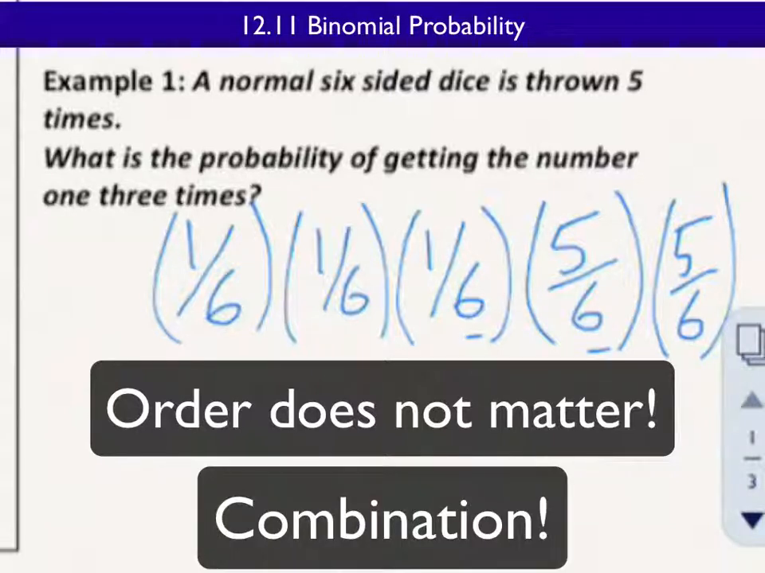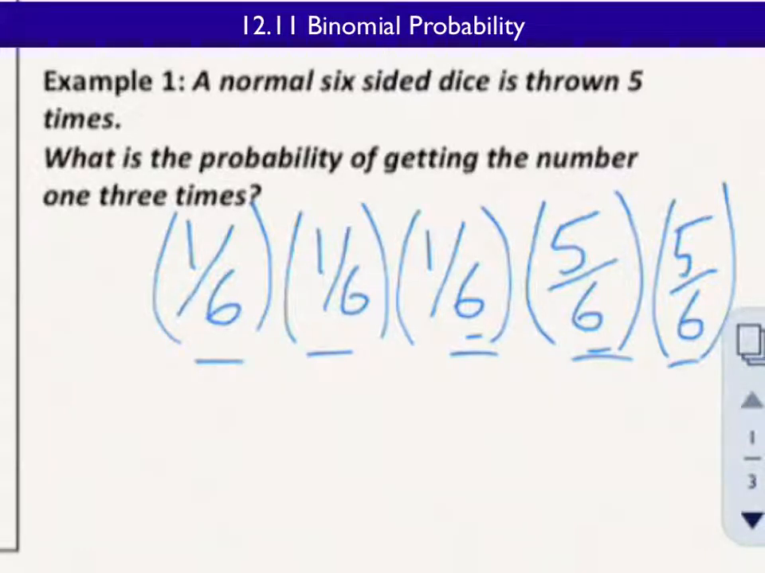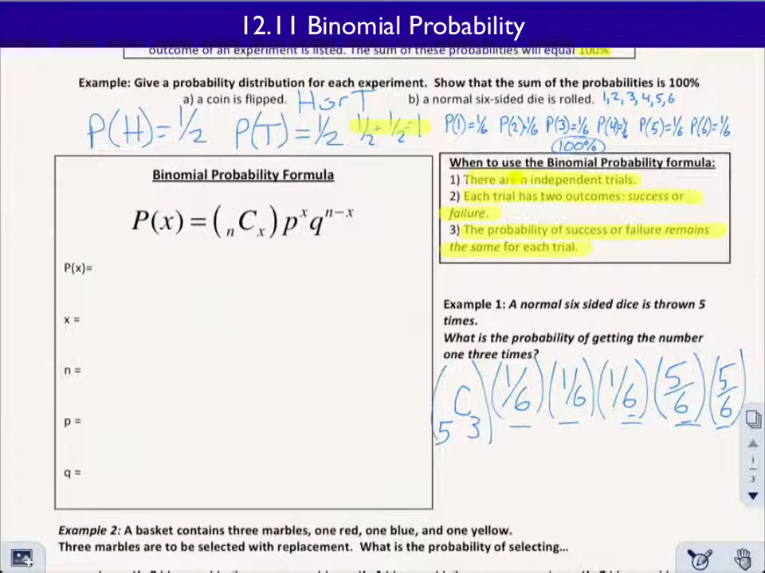Well, a combination. So these events right here can happen in any order, meaning we're going to multiply by the number of ways they can happen, which is going to be, well, we're throwing the die 5 times, and we want exactly 3 1s. So this is the number of ways that can happen, and so we're going to multiply right there. And so what we've just done is actually use the binomial probability formula.